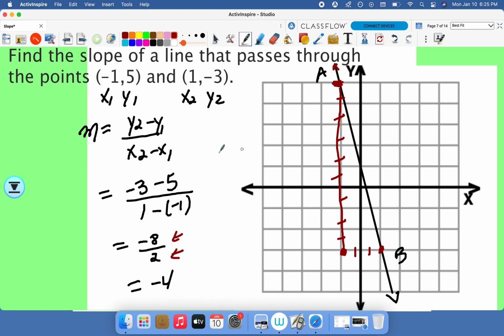That's what it meant by the definition, the ratio, right? The ratio of the y values: the difference between the y values over the difference between the x values, and that's what we get.